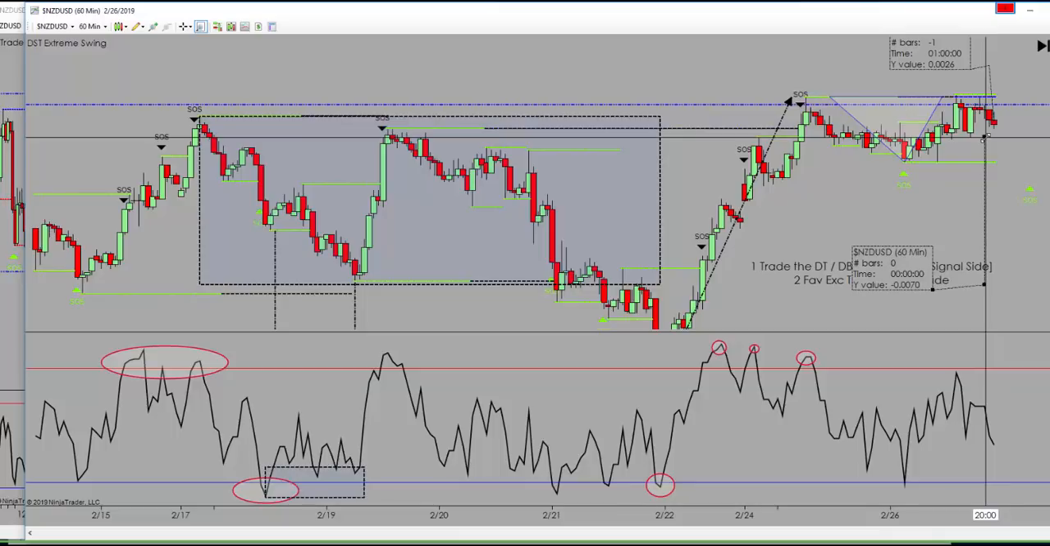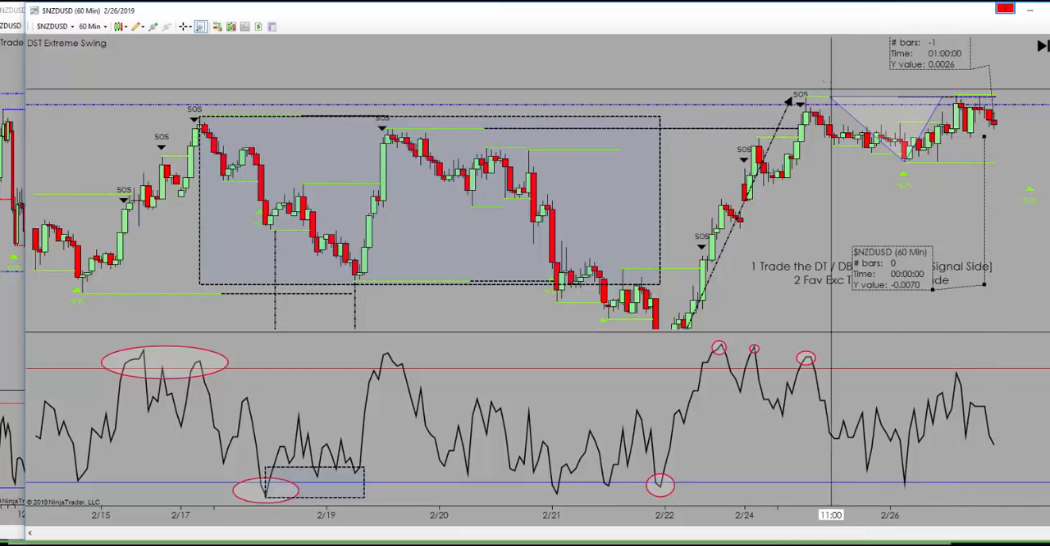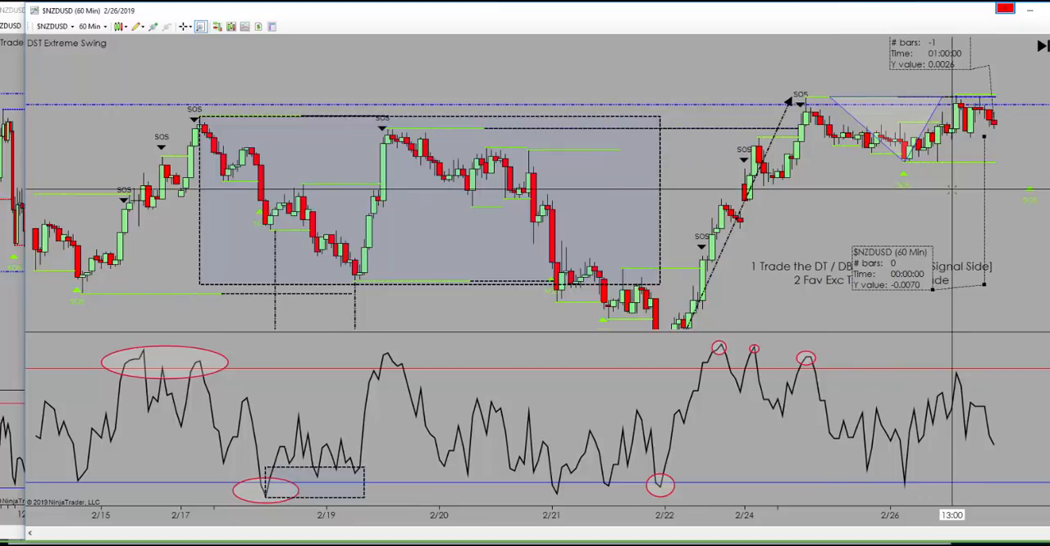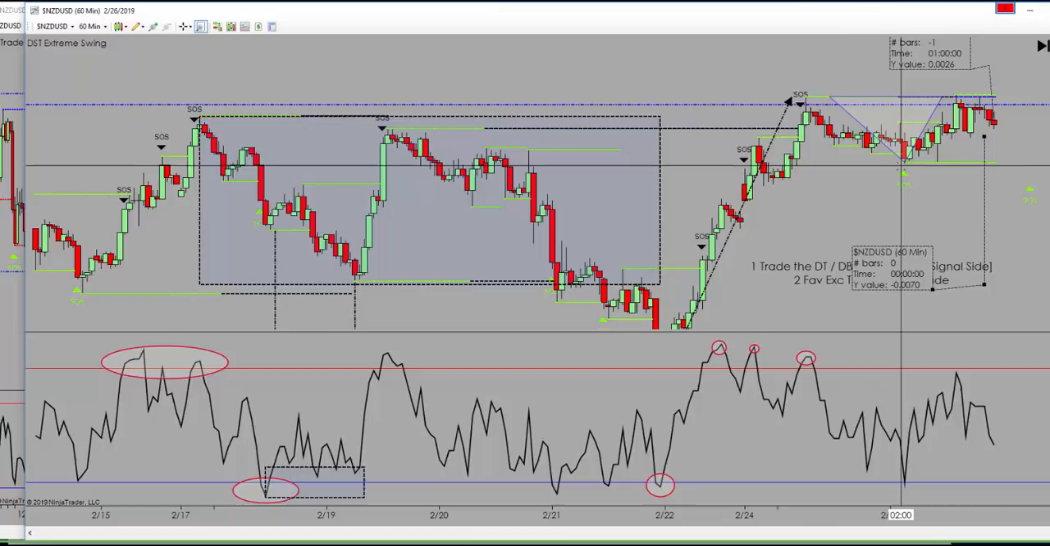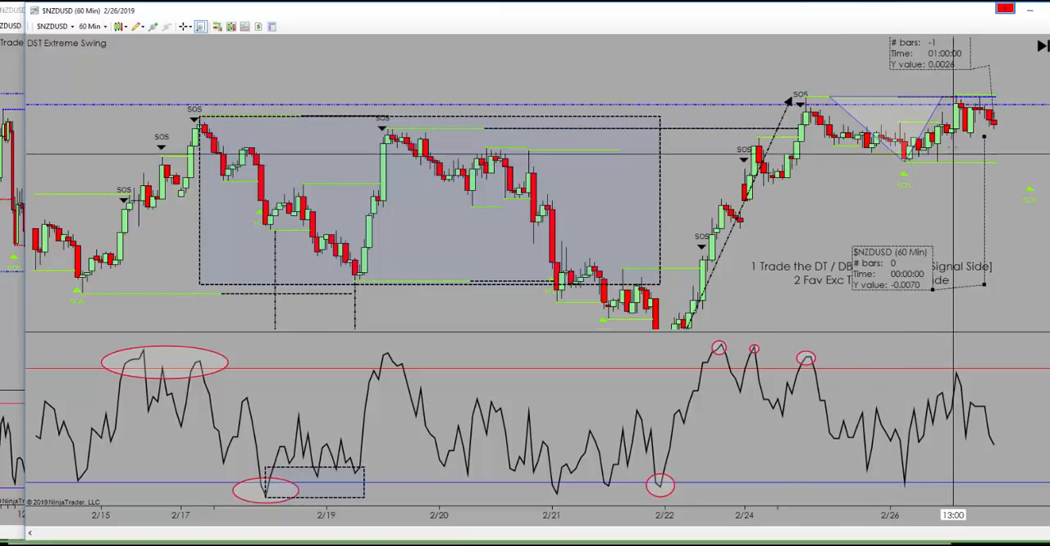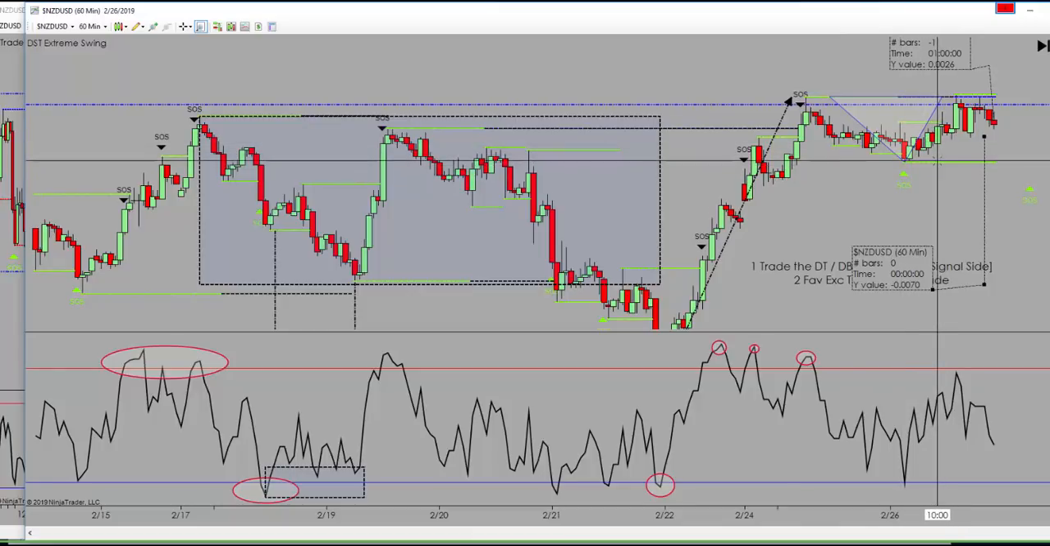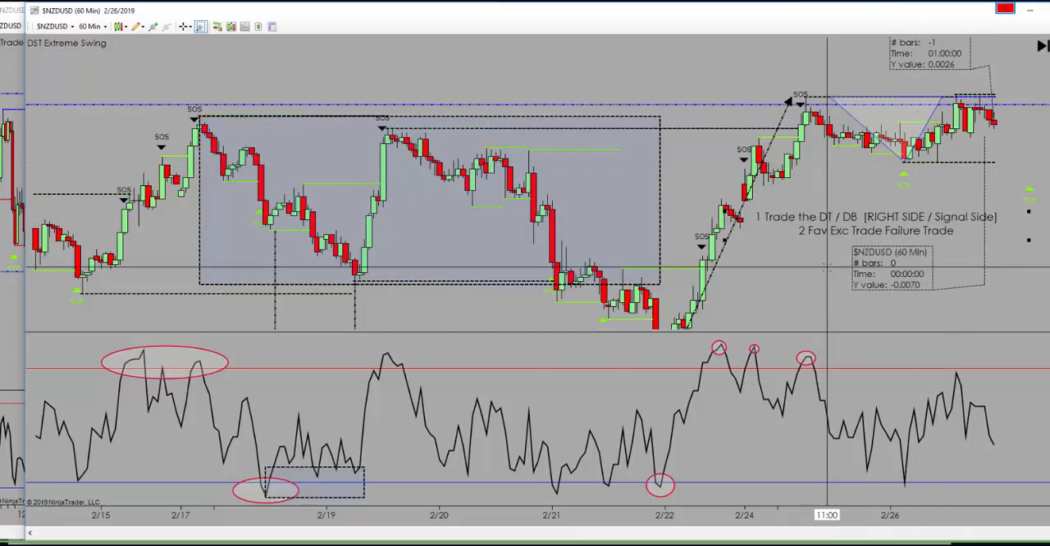There's always going to be a swing point between the double tops. In this case, you'll note I've got a swing minor, swing minor, swing minor. Here we pull back down on that candle and retest that swing minor. So I can look for a close below this, and I call that the favorable excursion trade.